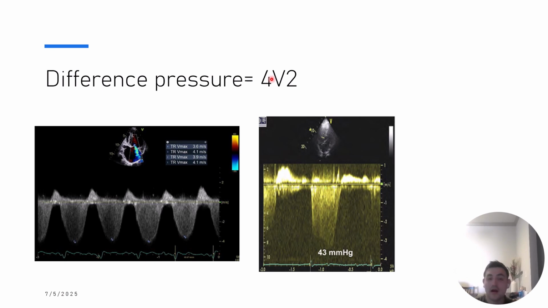If you add the right atrial pressure, you can know the right ventricular systolic pressure, which is going to be the same as the pulmonary artery systolic pressure. And you can know that based on this Bernoulli equation.